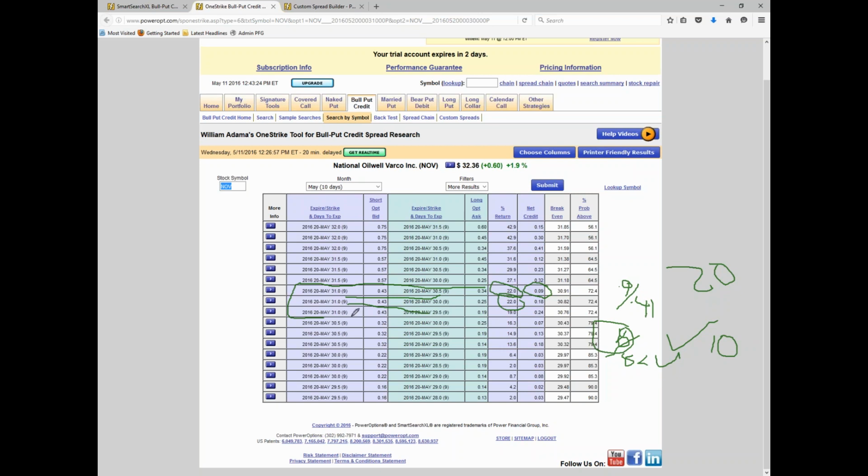All right, and then of course as we go down to the 1.5-point spread, we see it drops down to 19, but we have a higher net credit, and we already saw the 2-point spread as well. Okay, so that's what you'll expect in every stock. It's a balance of what are you looking for net credit versus what are you looking for percentage return, and of course your margin requirement as well.